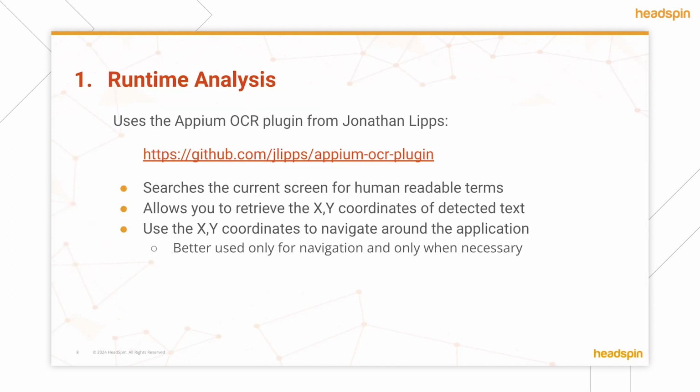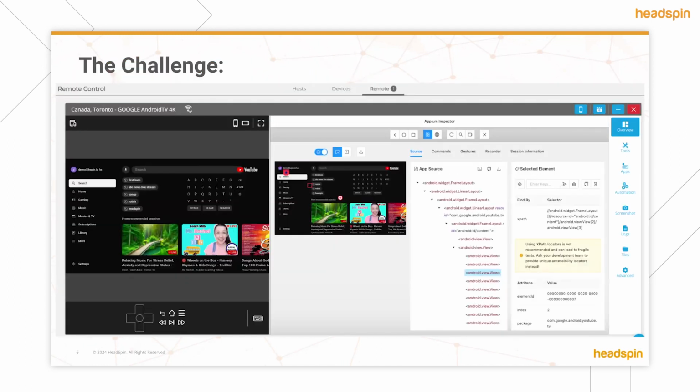In my example here, we were looking to hit this ABC live news stream. But as you can see, Appium doesn't detect any of those elements for me to hit anything on.